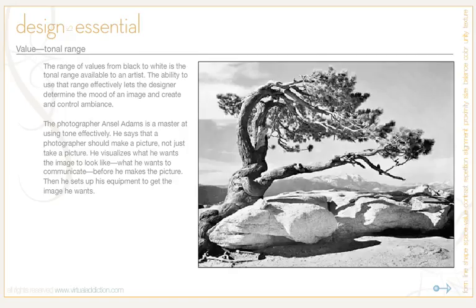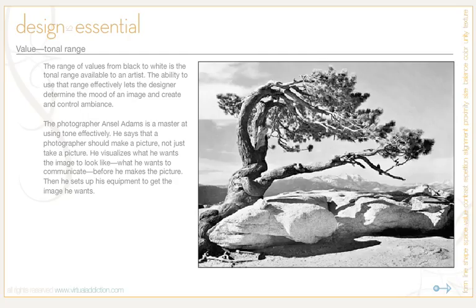Let's talk a little bit about tonal range. The range of values from black to white is the tonal range available to the designer or the artist. The ability to use that range effectively lets the designer determine the mood of an image and create and control ambience. The photographer Ansel Adams is a master at using tone effectively.